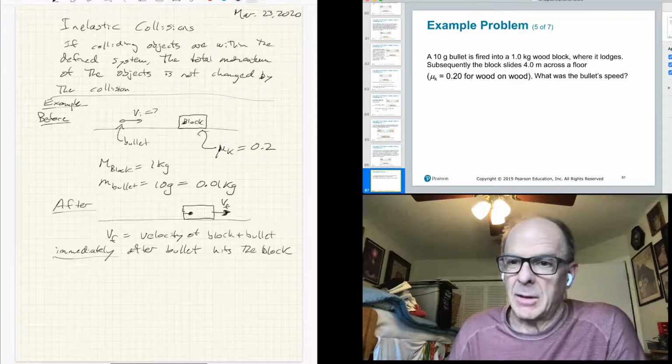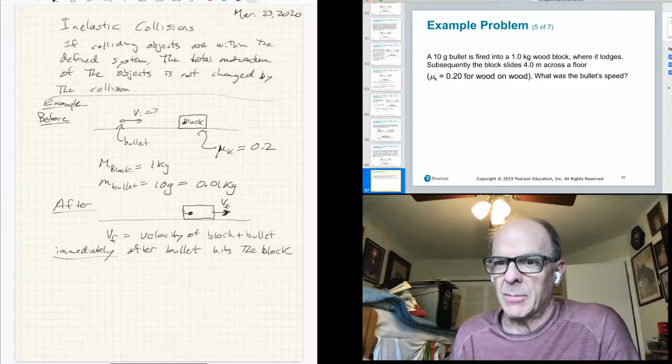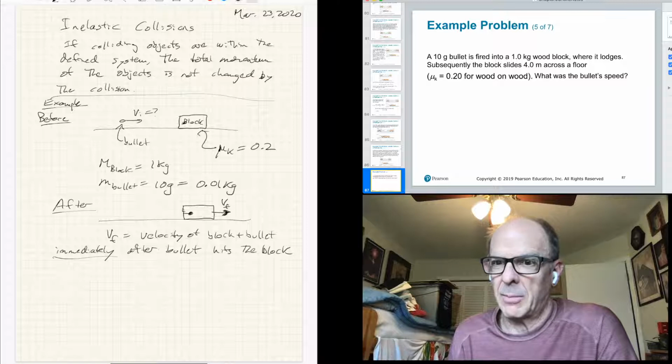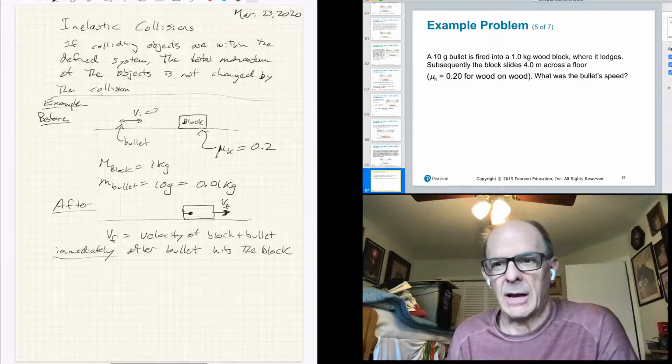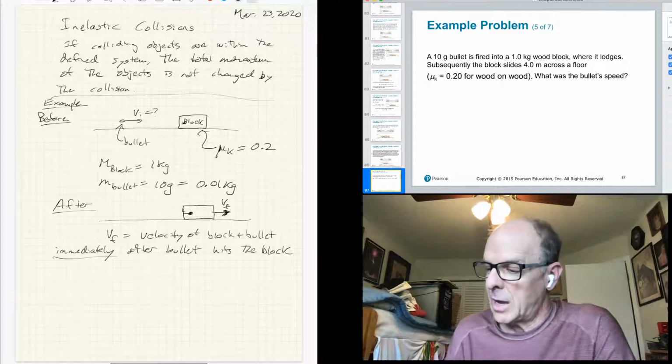Ultimately, what's going to happen? The block comes to a stop. When it stopped, that means there's no more momentum. The velocity is zero. So the momentum has gone from something to zero. And the reason it did that is because there's an external force acting on it. That external force is friction of the floor on the block.